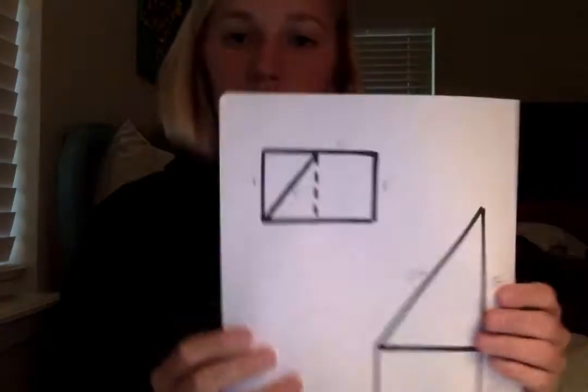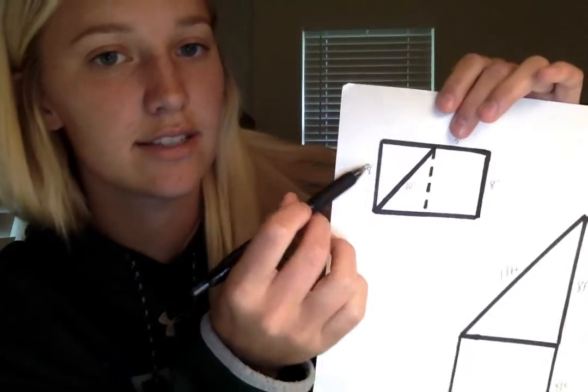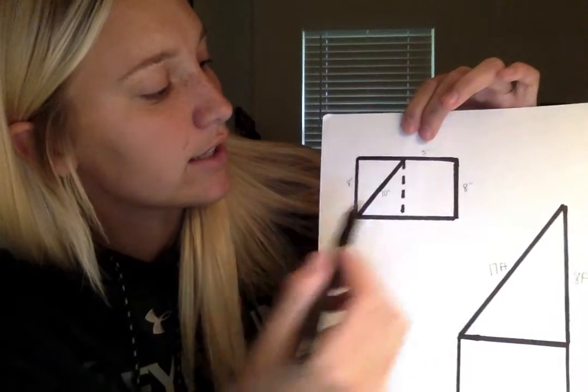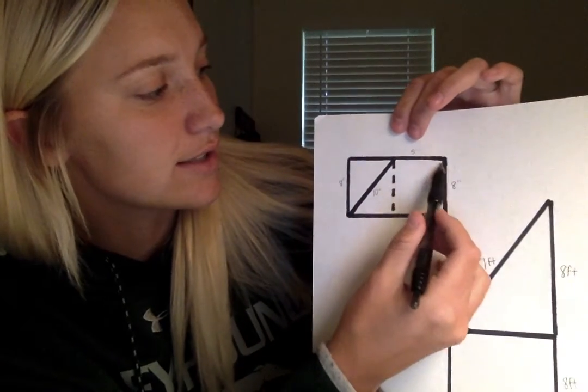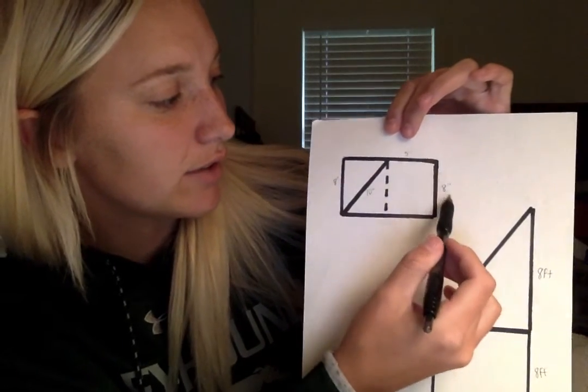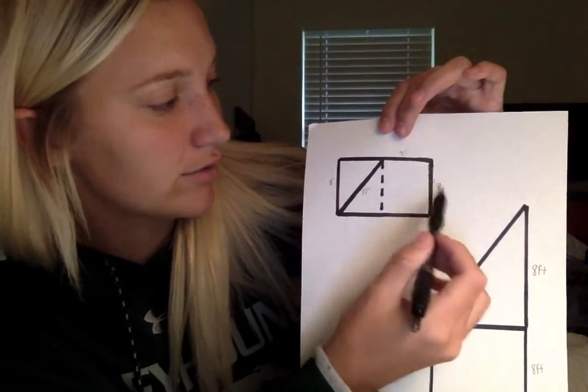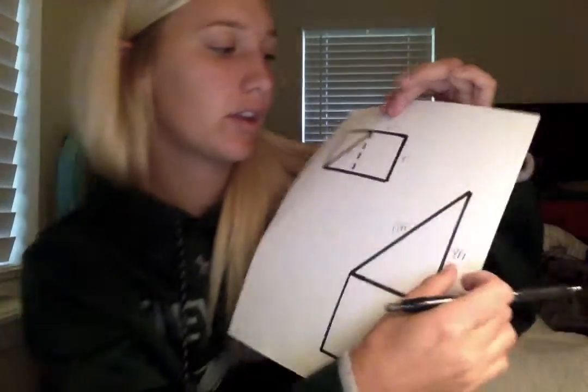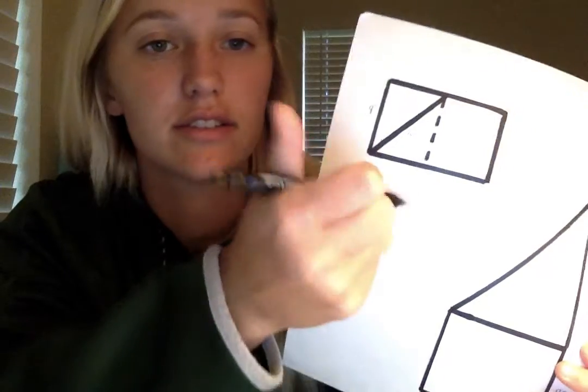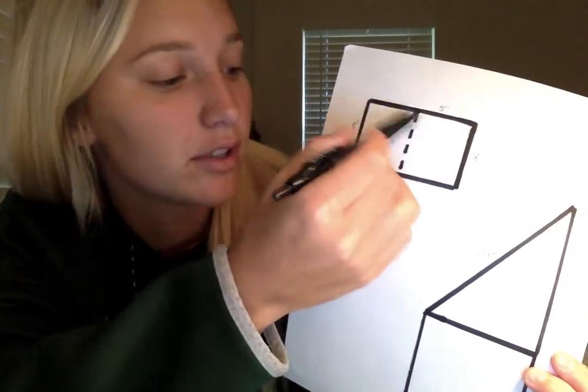Okay, so starting on this one, we know that the side is 8 and the hypotenuse is 10. This is going to be 5, and this side is going to be 8, same as the other side. Okay, so we're going to start off, since we know the hypotenuse is given, we are going to be looking for this side, which is going to be A.